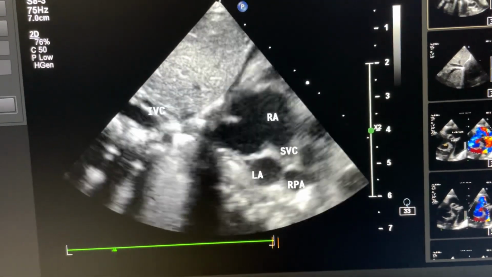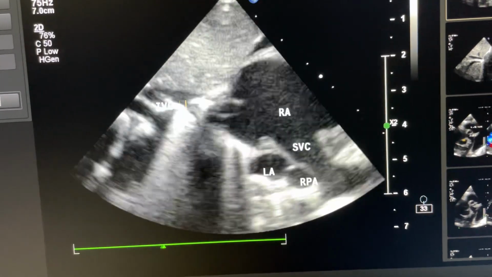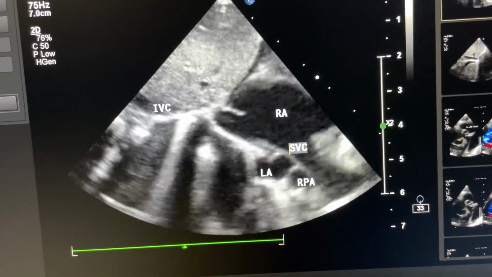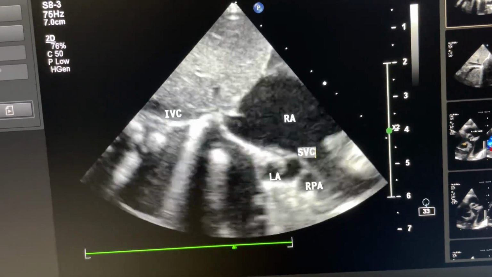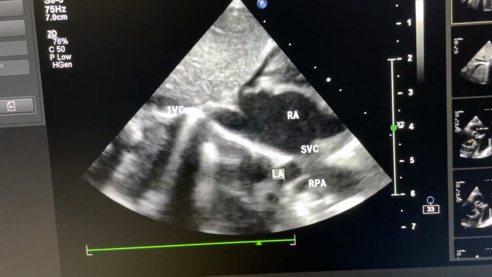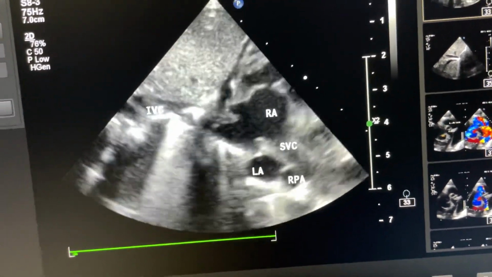In this view, the IVC is quite collapsed compared to the superior vena cava. The superior vena cava size is much more than the IVC. It means the superior vena cava is draining some other structure also. This is the left atrium, this is the right atrium, this is the right pulmonary artery, and this is the SVC.